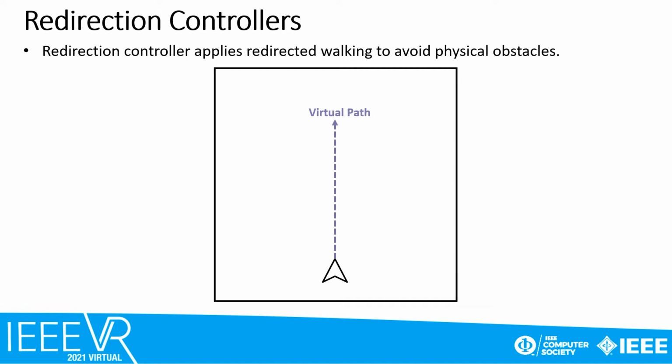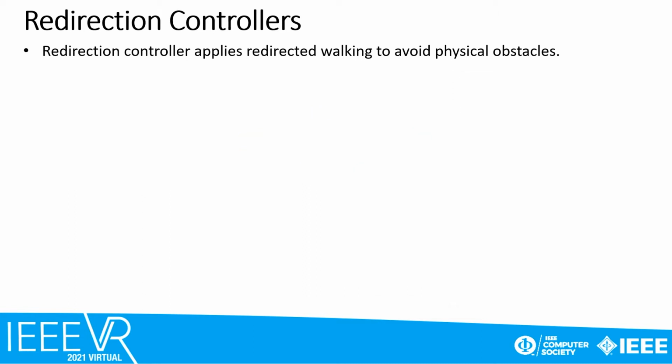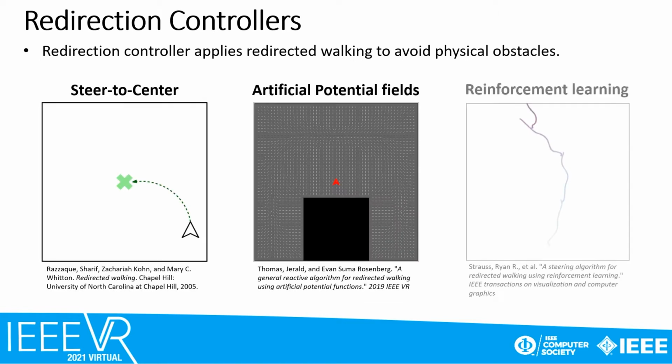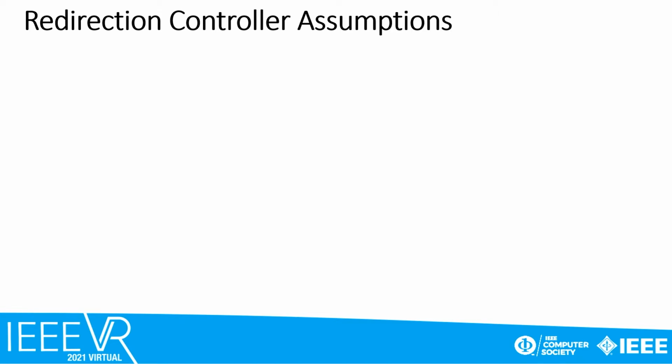For a given virtual path, there may be many valid physical paths that the user can be steered along. The controller tries to steer the user on the path that minimizes the number of collisions. Many controllers have been developed over the years, including steer-to-center, and controllers based on artificial potential fields or reinforcement learning. Different types of redirection controllers may operate on different assumptions that constrain their decisions. For this work, we consider controllers with the following assumptions.